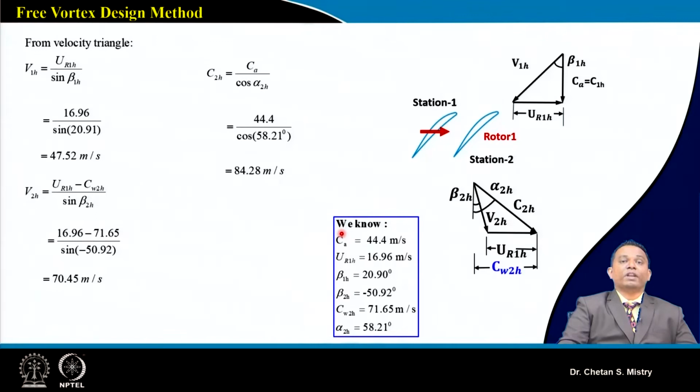Now, once we have done our calculation for these blade angles, we are interested in calculating our de Haller number, and for that we are looking for calculation of our relative velocity. Now this relative velocity at the entry, based on sine rule, is coming as 47.52 meter per second. Same way for the exit velocity triangle, my relative velocity at the exit near the hub region is coming 70.45 meter per second. Same way we can do our calculation for absolute velocity component also. So my C2 is coming 84.28 meter per second.